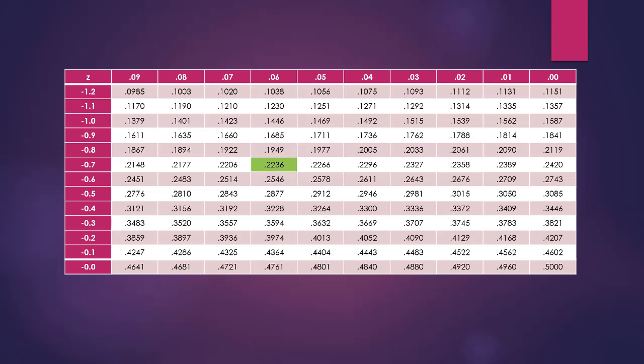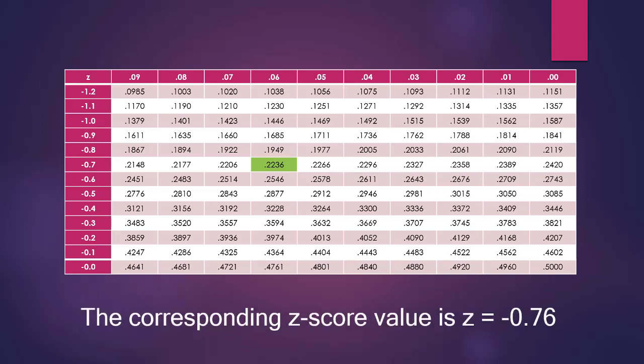Now, if you're trying to figure out the z-score, go to the left and look at the heading for that row, and it's negative 0.7. And then look at the top of the column that number is in, and that's 0.06. So that means that the corresponding value for z is negative 0.76.